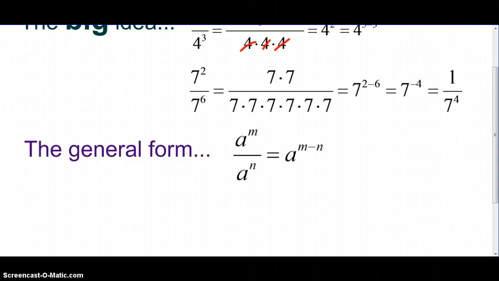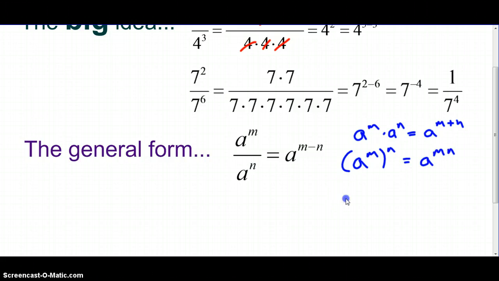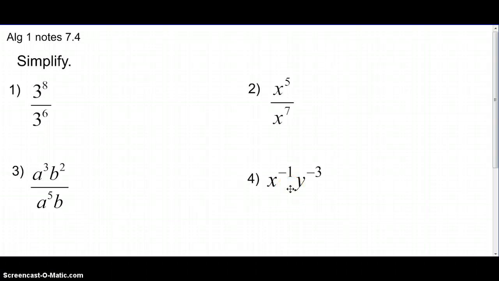Now this may look familiar, but remember we've seen a couple of other properties. We had a to the m times a to the n, and in that scenario we added exponents. The other thing we saw was a to the m to the n, where you took the power of the power, and this is a to the m times n. So we've got three different things that we're really keying in on for this chapter, at least the first half of it. All right, so here we go.